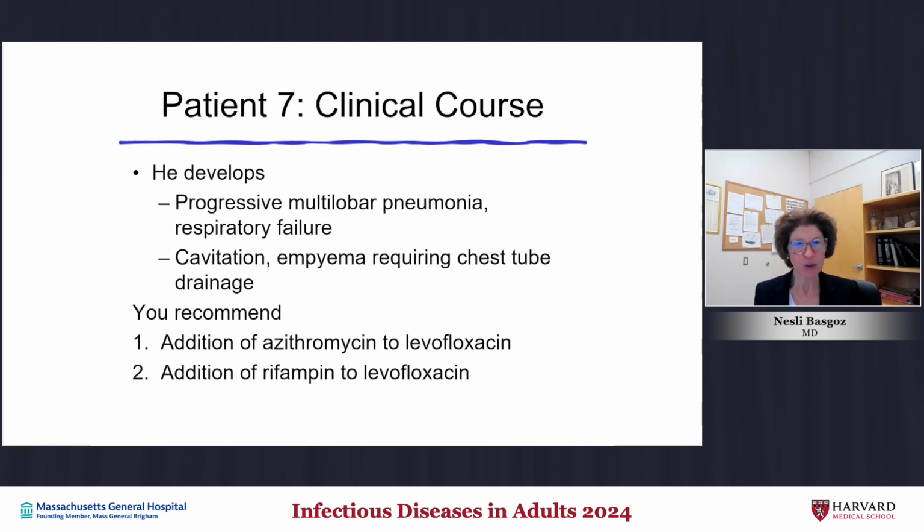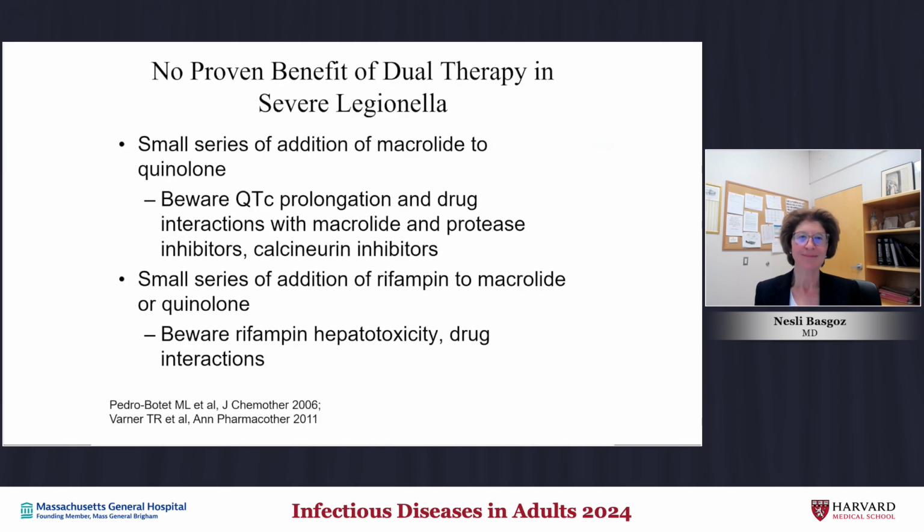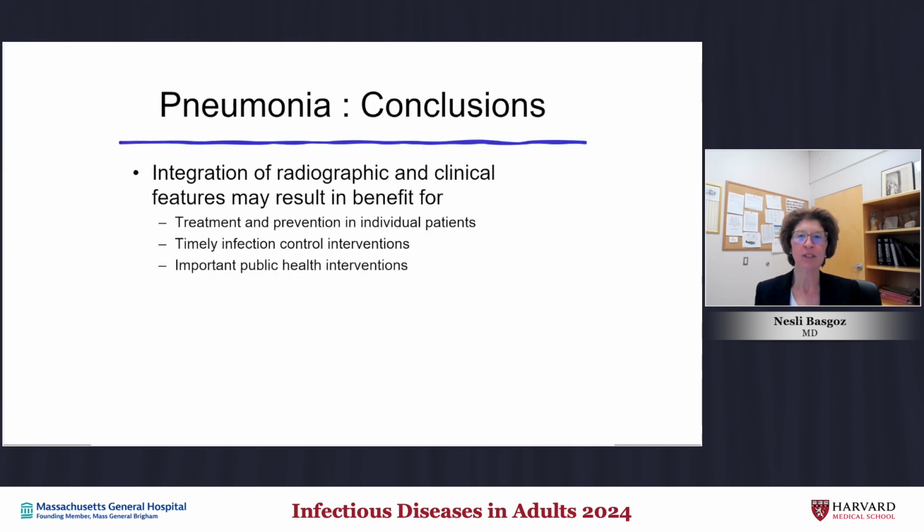Our patient unfortunately progresses and develops complications of cavitation and empyema. So in this case, would you recommend dual therapy, addition of azithromycin or rifampin? There are small series in which this is done. There are obviously toxicities and interactions to consider. However, there is really no proven benefit to doing this and maybe toxicity. So we don't do this in our patients.